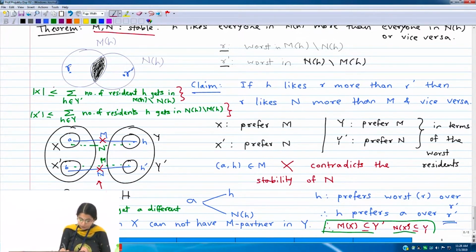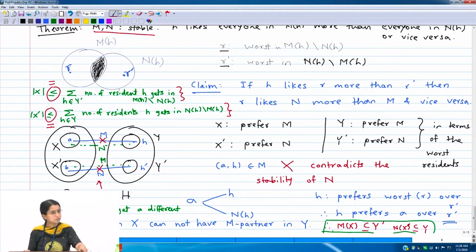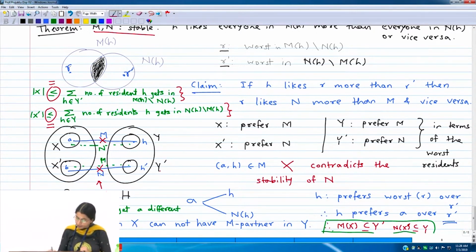So, in fact, these inequalities should be equalities. It is just summing the number of residents who get different partners in M and N, one from the left side and one from the right side. So we can say that M of x is not only a subset of y prime, but in fact M of x is equal to y prime, and N of x prime is equal to y.